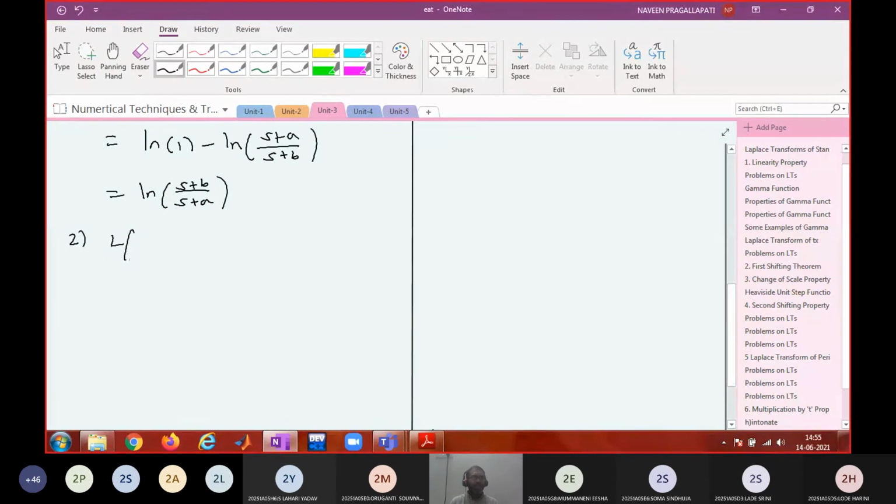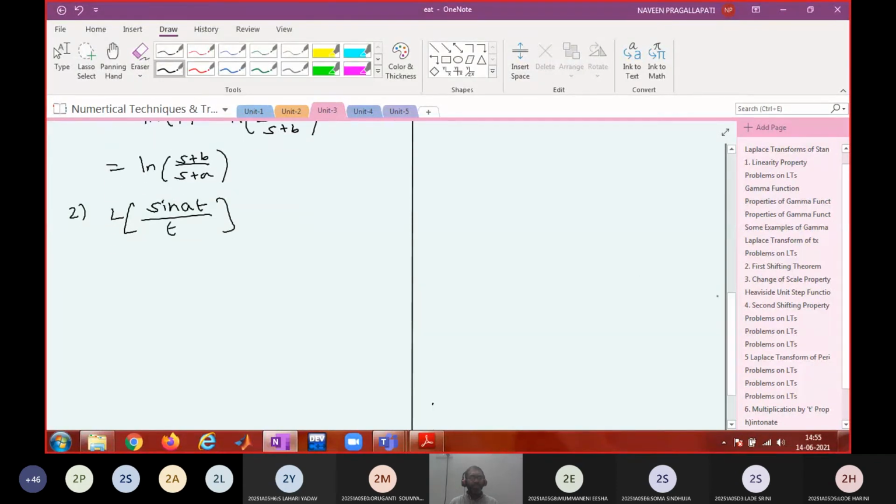Find out Laplace of sin at by t. What will be Laplace of sin at? So this is the integral from s to infinity of Laplace of sin, which is a by x squared plus a squared, dx.